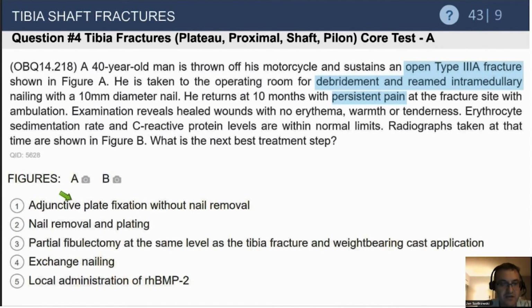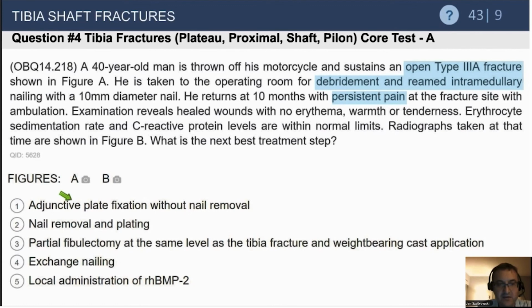A 40-year-old man is thrown off a motorcycle, sustains an open type 3 fracture shown in Figure A. He's taken to the operating room for debridement and reamed IM nailing with a 10mm nail. He returns 10 months later with persistent pain at the fracture site with ambulation. Examination reveals healed wounds with no erythema, warmth, or tenderness, right?